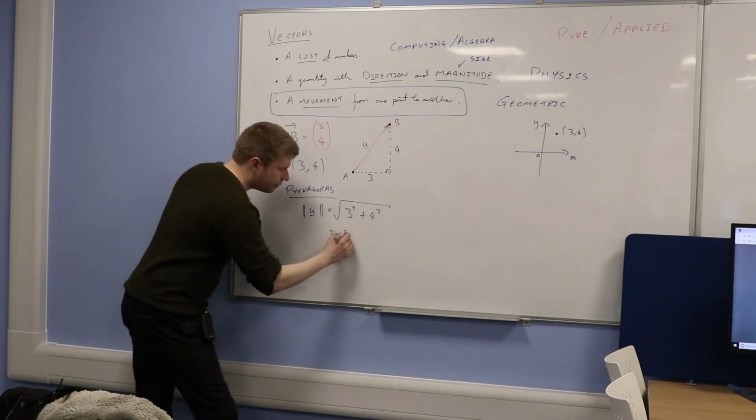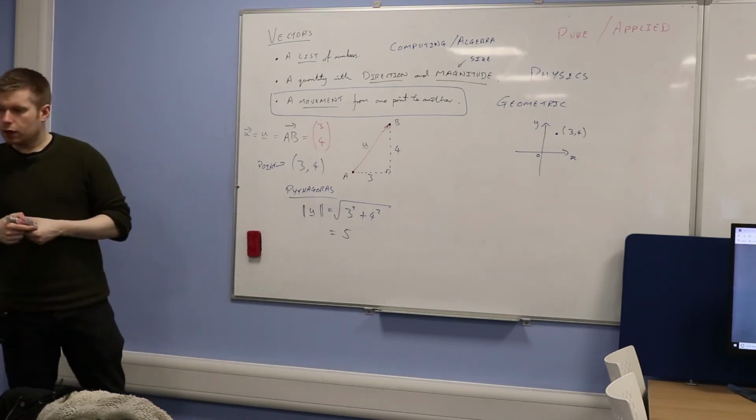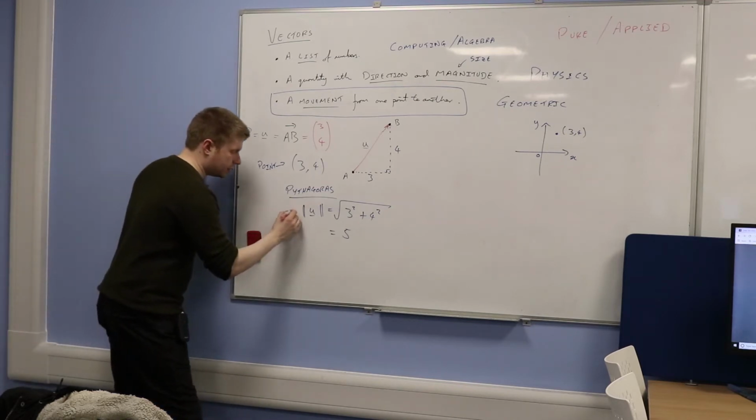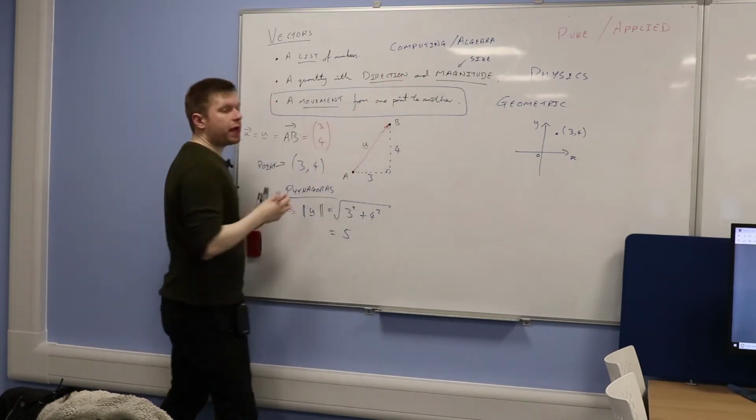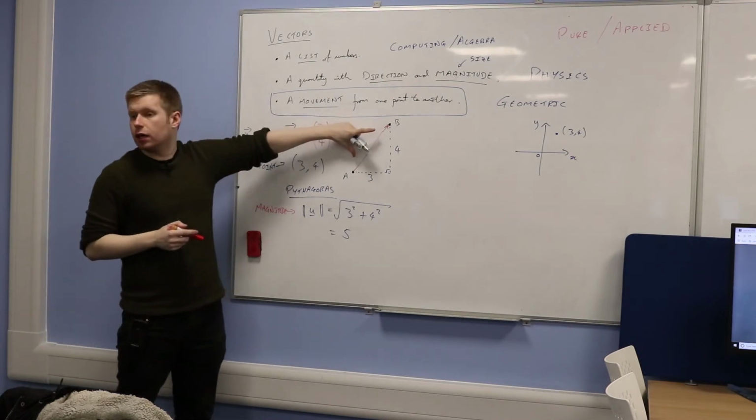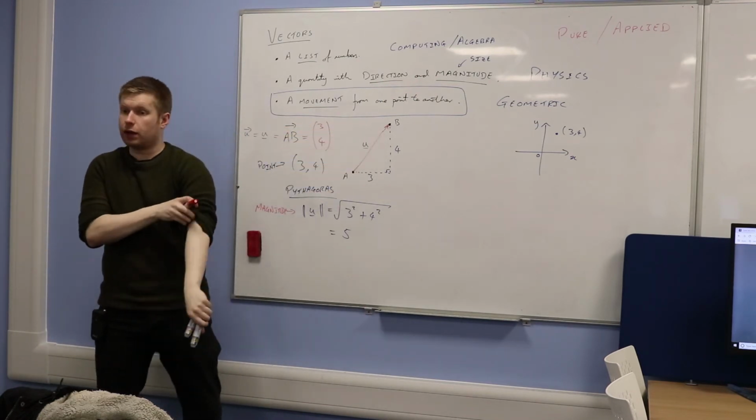5. Perfect. Okay? So this here would be my distance, or magnitude. So remember magnitude, we talked about it there, it's just the size. How long is that vector? And I can do that quite simply through Pythagoras. Okay?